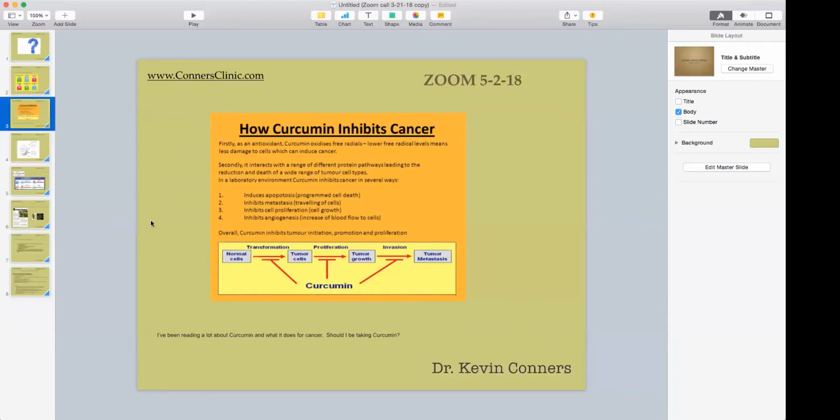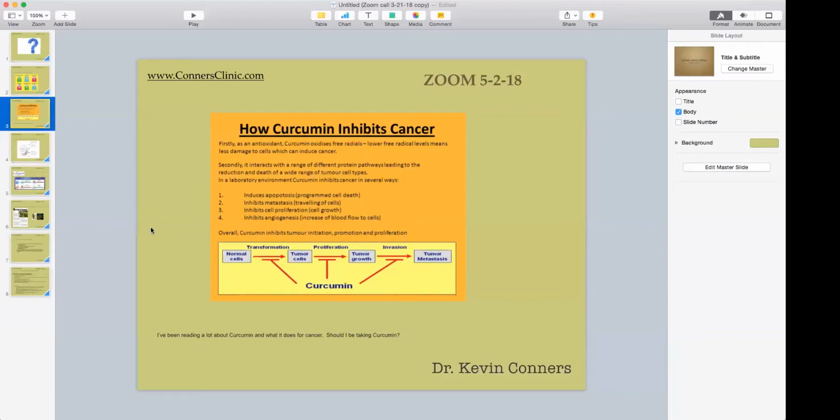We have our own C3 curcumin. It's called CurcuClear. And each capsule is equivalent to about 1 gram of curcumin. So typically when you're dealing with cancer, 1 to 3 grams is fine. Some cancers like multiple myeloma have been shown to need more and do really well with more.